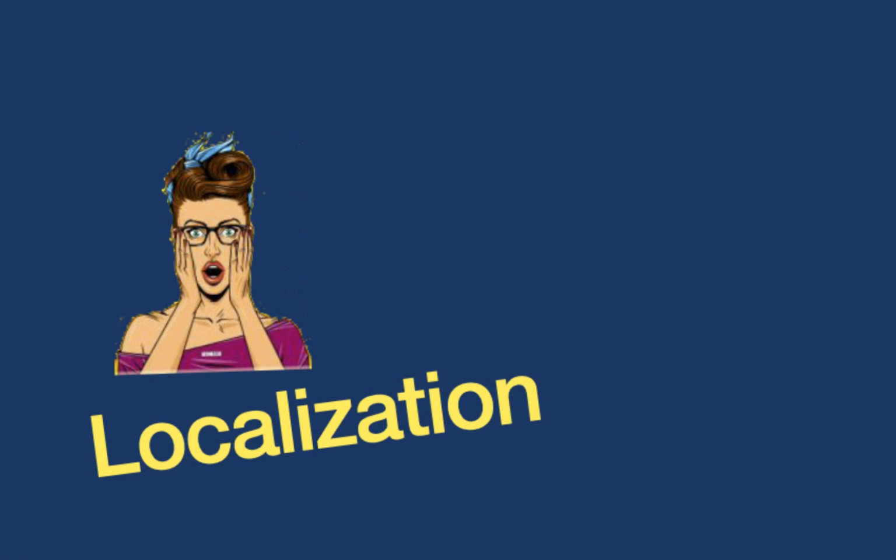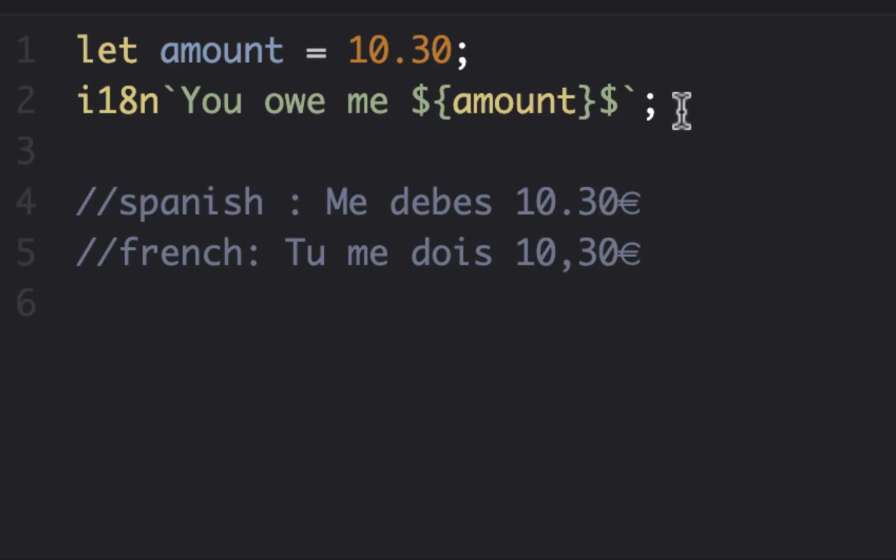The next use case for tagged template literals is localization. And this actually makes much more sense for tagged template literals. So let's look at a quick example. Let's say I have a string like this, you owe me some money, right? And this amount is 10.30. You want to convert this into Spanish. This i18n will let you do that. And when it converts into Spanish, it would print something like this. But if you convert into French, then it would add this comma based on the local currency, the way it displays. So there are actually i18n libraries for internationalization, which let you do that.